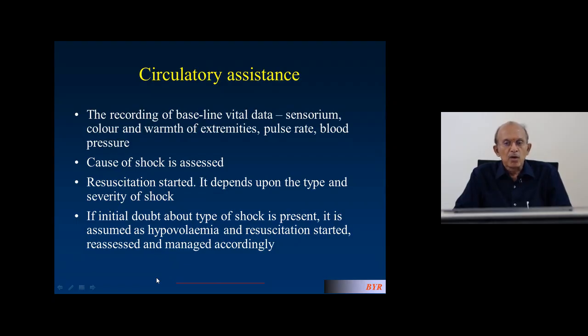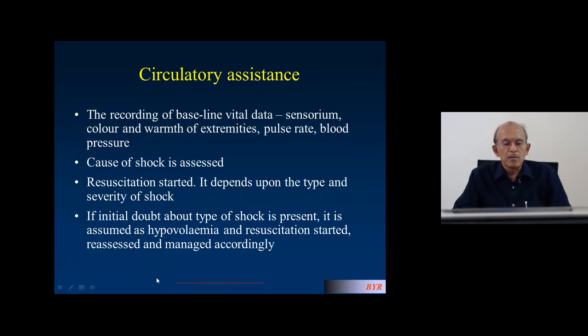But usually what you do is, whenever a patient comes in shock, you assume that it is hypovolemic shock and start IV fluids immediately. Don't waste time till you make a diagnosis whether it is cardiogenic shock or hypovolemic shock. You start IV fluids. Once you start IV fluids, then you do the necessary investigations to make a diagnosis whether it is a cardiogenic shock or a septic shock or hypovolemic shock. Then you adjust the fluid therapy accordingly.